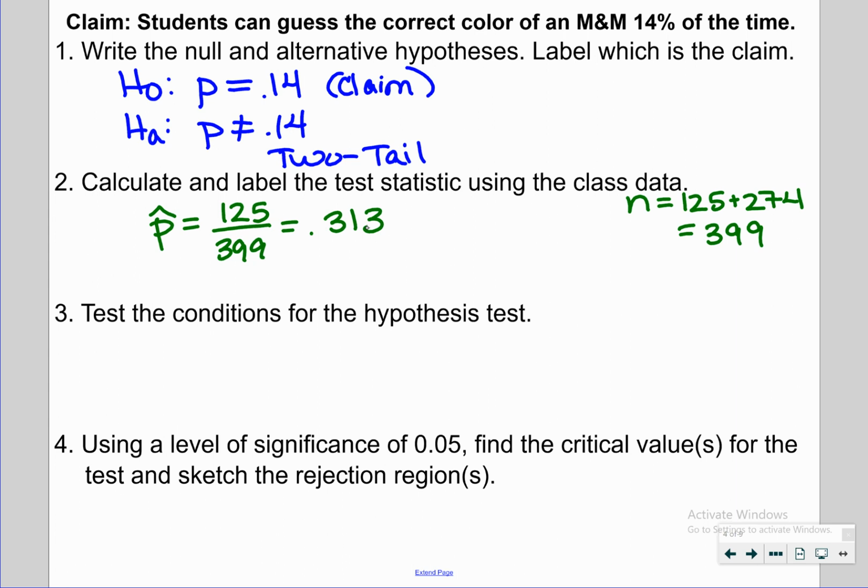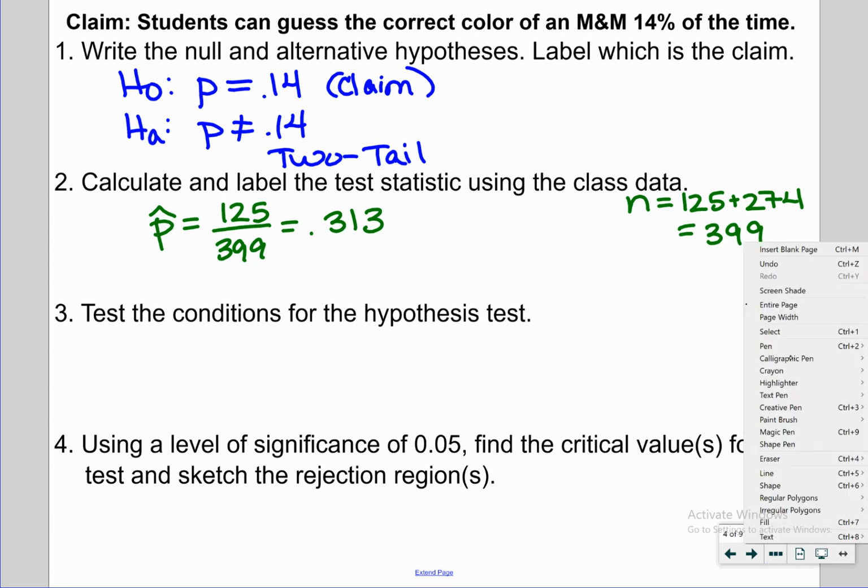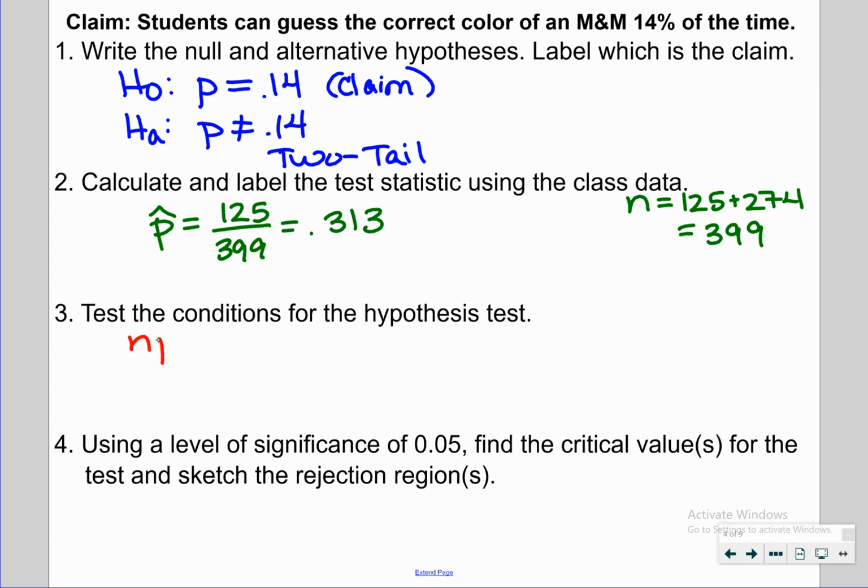All right, test the conditions for the hypothesis test. So you need to look at NP and NQ and make sure that both of those are greater than or equal to 5. N was 399, and P is the claim, the number that our claim, our proportion is being made about. So 0.14 is our P, and let's multiply. We got, I'm just going to approximate here, about 56. So that guy's good. If P is 0.14, what's Q? It's the complement. 0.86.